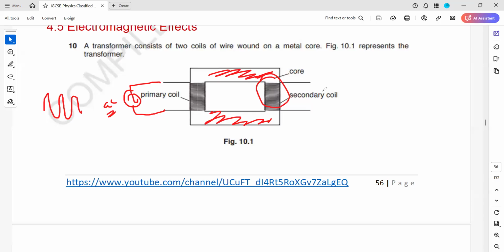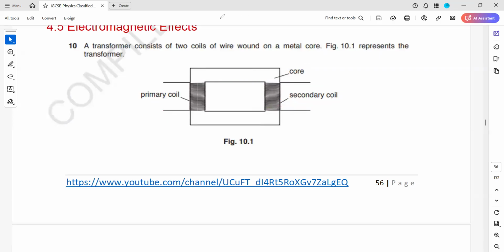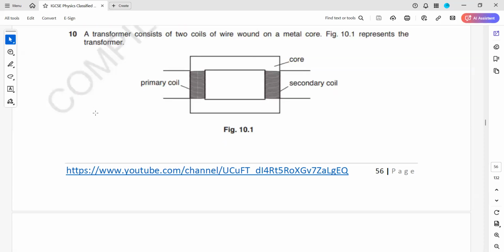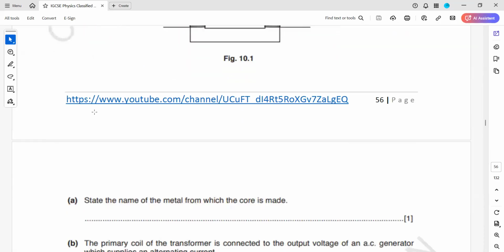So AC input produces a variable magnetic field which magnetizes this iron. When this iron behaves like a magnet, the iron's magnetic field is changing. As a result, it will induce EMF in the secondary. AC input produces a variable magnetic field. Variable means changing. Write in your own words, don't try to copy.